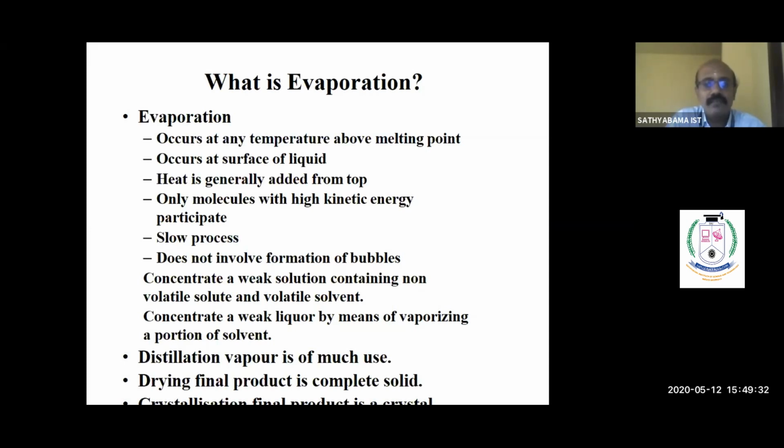Coming to the difference between evaporation and drying, in case of drying, the final product is a complete solid, whereas in case of evaporation, it is a thick liquor. Coming to crystallization, the final product is a complete crystal, whereas in case of evaporation, it is a thick solution.